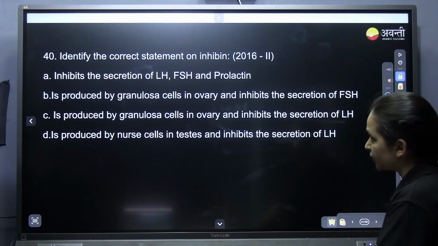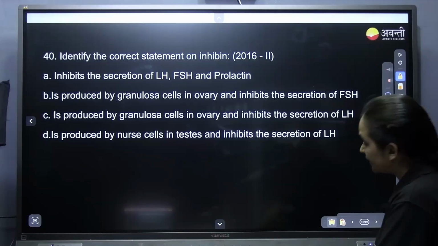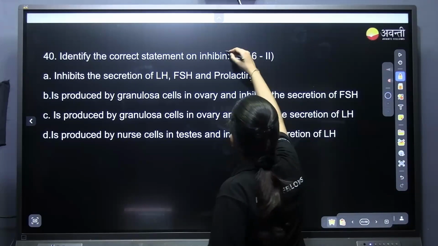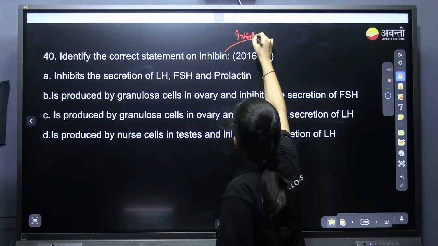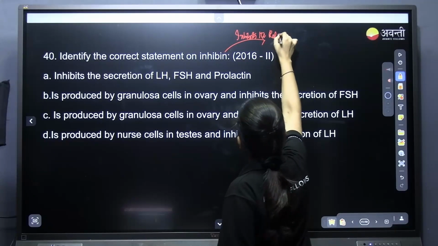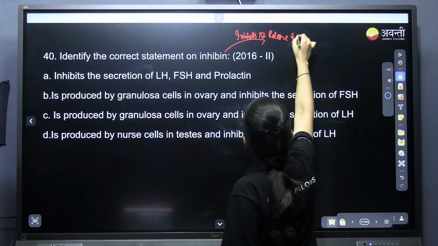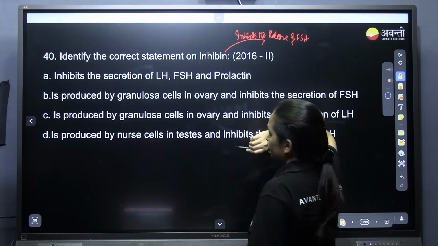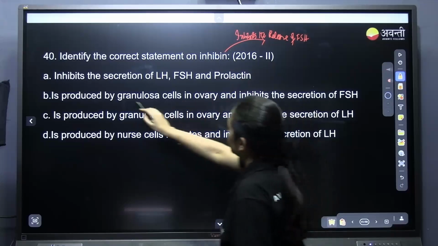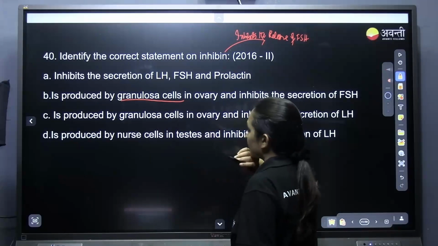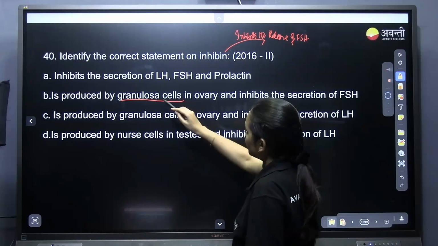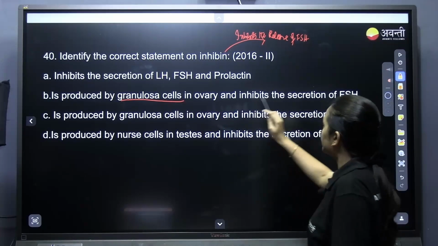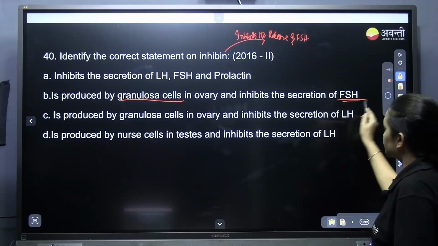So as I already told, inhibin inhibits the release of FSH only. Okay. So it is produced by granulosa cells. What are these granulosa cells? These are the follicular cells which will be forming, right? They produce the inhibin in the ovary and inhibit the secretion of FSH.